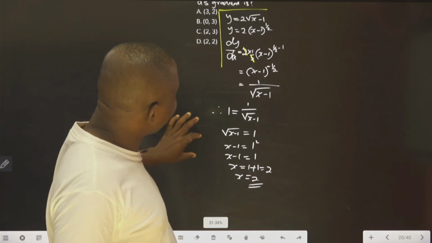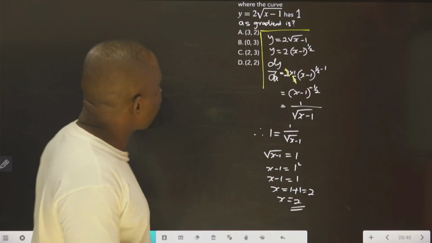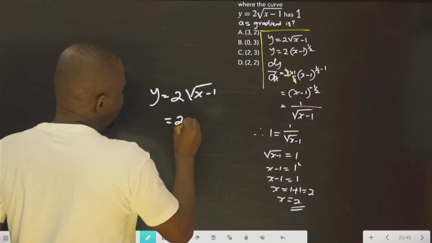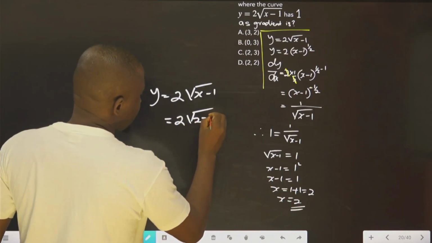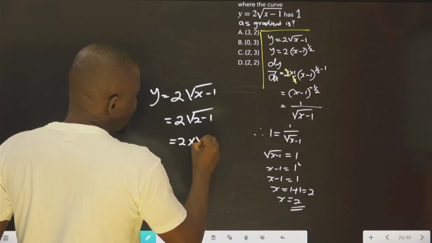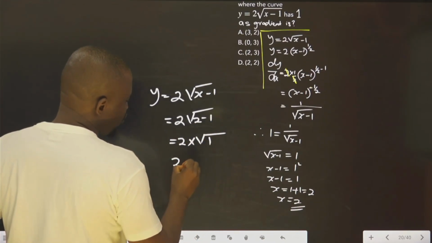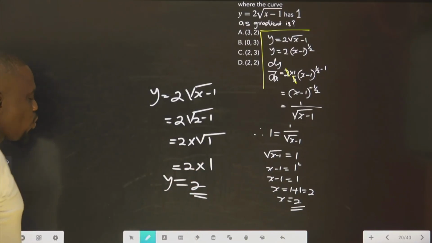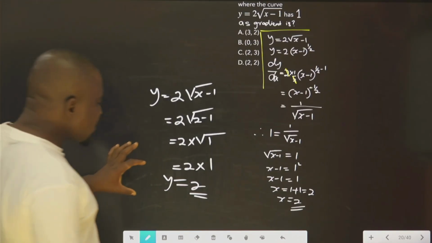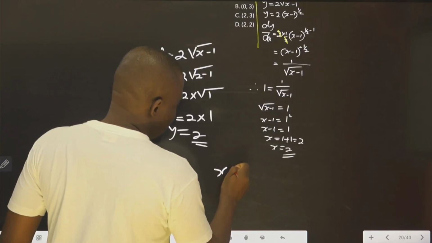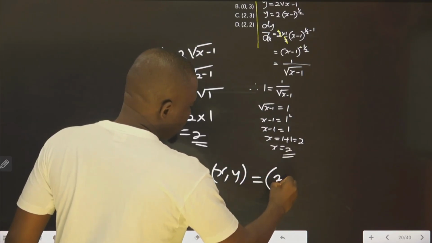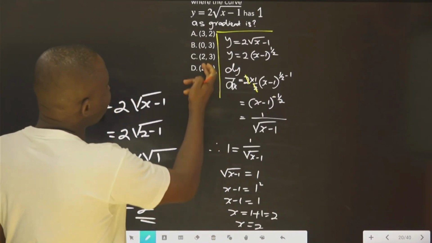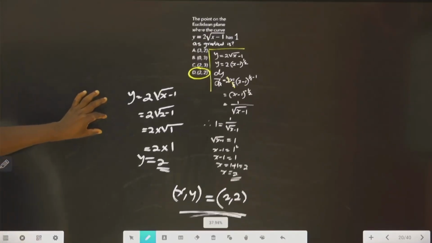So therefore now we have x, but we don't know y. We are going back to the original equation to get our y. We're going to substitute 2 here in place of x. This gives us what? That is 2 times 1. Square root of 1 is 1. y therefore is also what? Is also 2. It means therefore x, y is 2, 2. If we check now, we have D here as what? 2, 2.